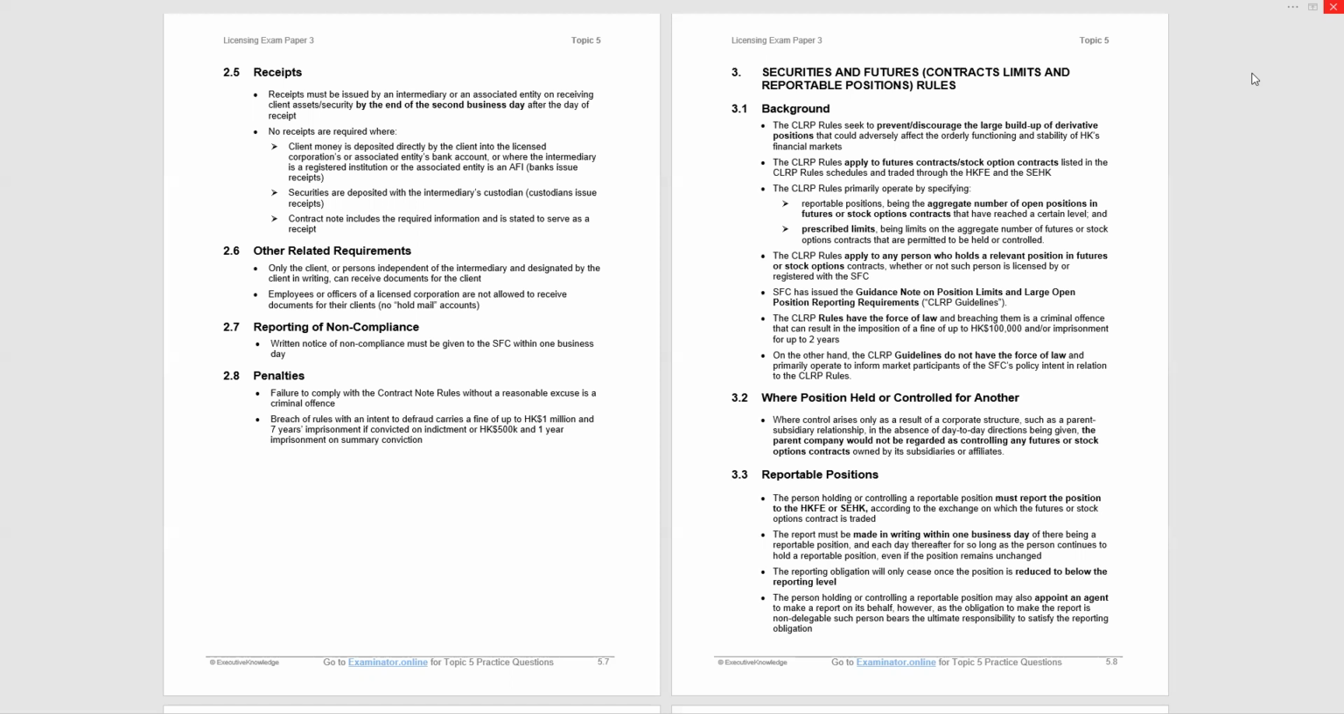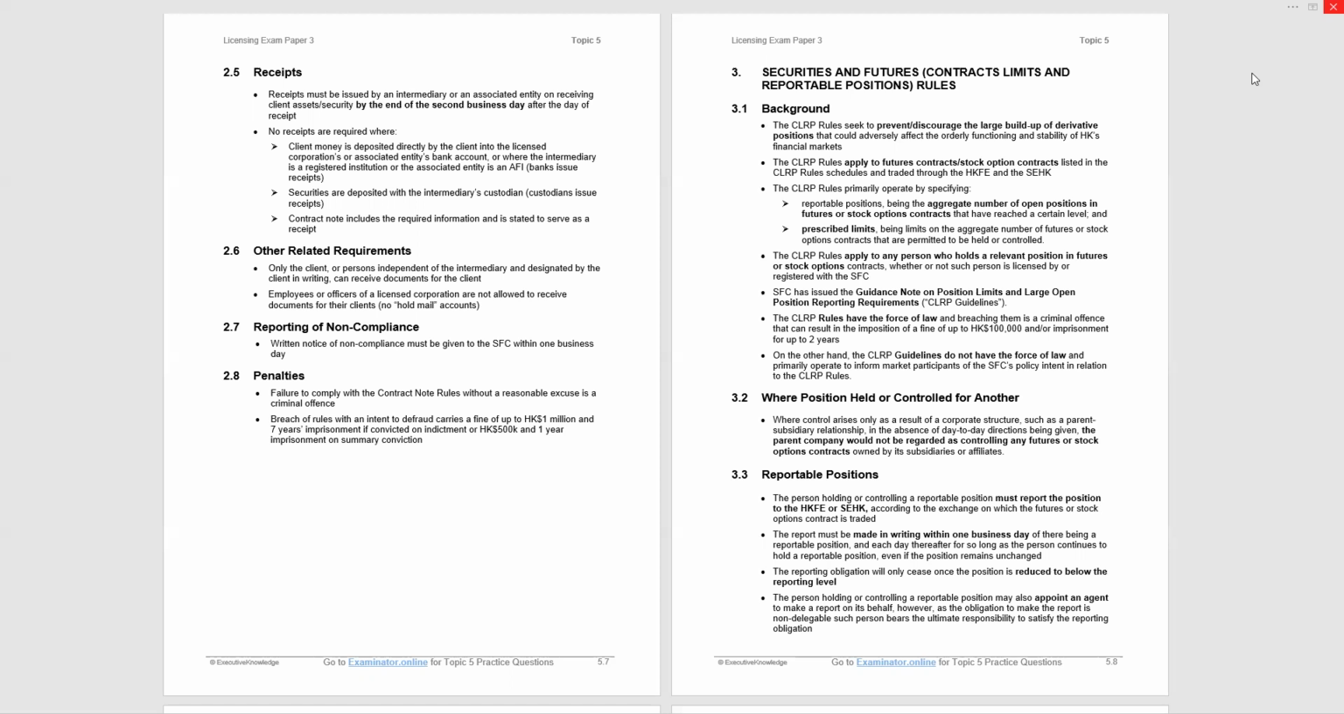SFC's issued guidance note on position limits and large open positions. Remember, guidelines do not have the force of law, whereas the rules do, and that's the point that's being made. Next, the rules have the force of law, and breaching them is a criminal offence that can result in the imposition of a fine of up to 100,000 Hong Kong dollars and imprisonment for up to 2 years. So there you are. The rules have some teeth.